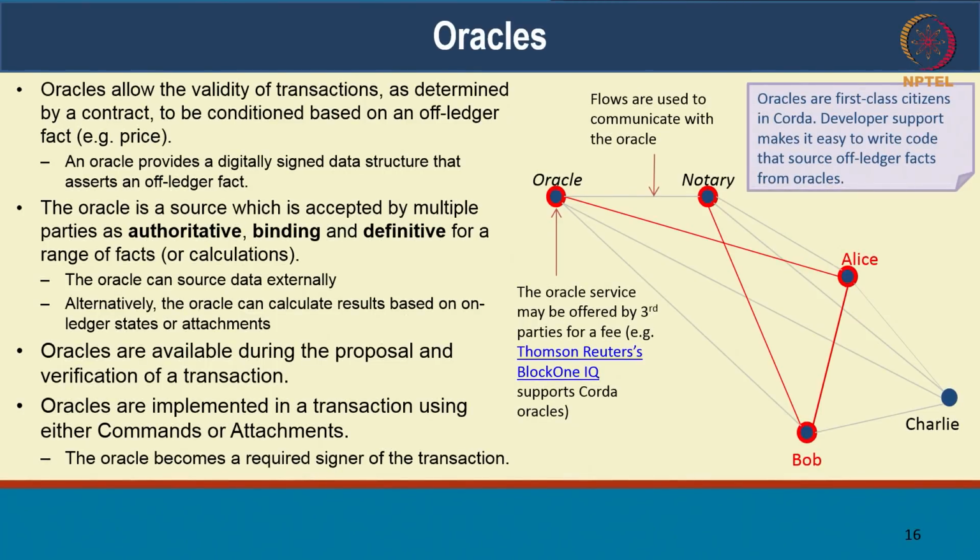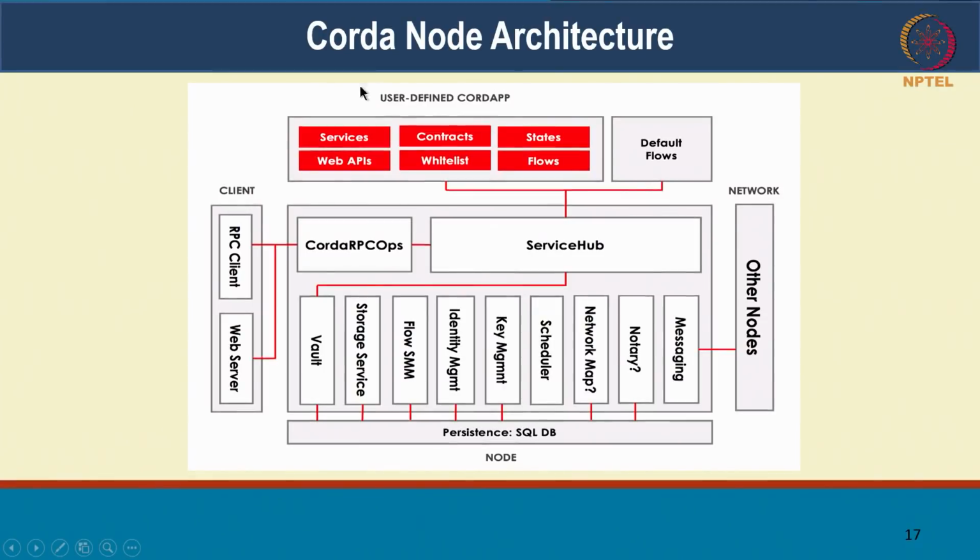For instance, in the flow itself, Alice can contact the oracle, get some information, do some validation checks, and check whether it wants to sign this transaction. Oracles are implemented in a transaction using either commands or attachments. So it can be an attachment to a transaction, and there can be validation checks on that. And in this case, when an oracle is present, a signature from the oracle is needed as part of the transaction proposal.